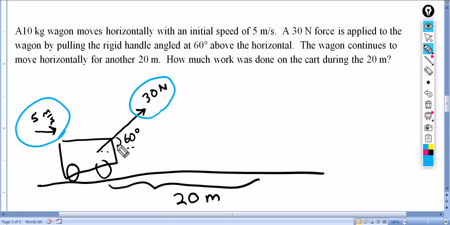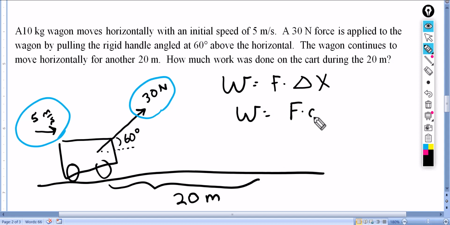However, it's not being applied completely parallel to the direction of the wagon. So we're going to go ahead and formally state, we know in the past we said that work was equal to force times displacement, and that it was going to be parallel displacement. Well, that's very much true. But what happens if the force is not being applied parallel to that displacement? Well, we have the horizontal component of that force that's being applied.